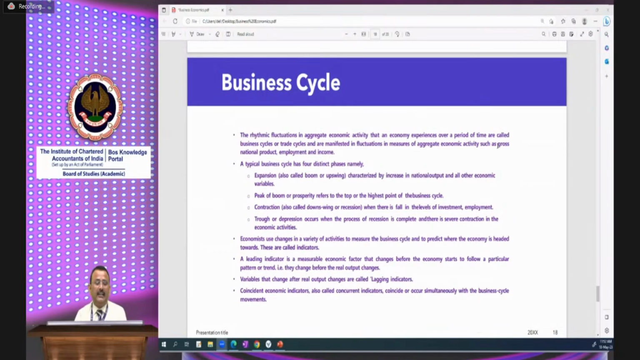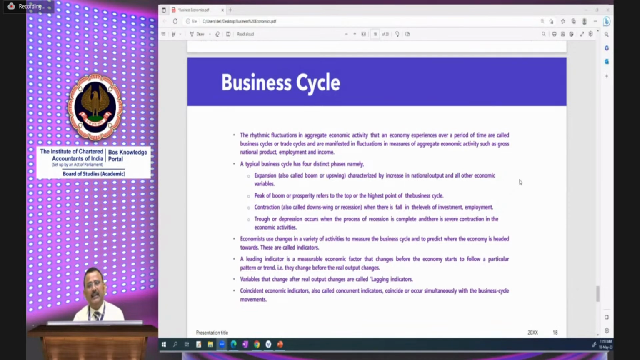Now the final unit is the business cycle. Again, it has 15 to 20% weightage. This is an important topic because it is related to macroeconomics. The rhythmic fluctuations in economic aggregates that an economy experiences over a period of time are called the business cycle.